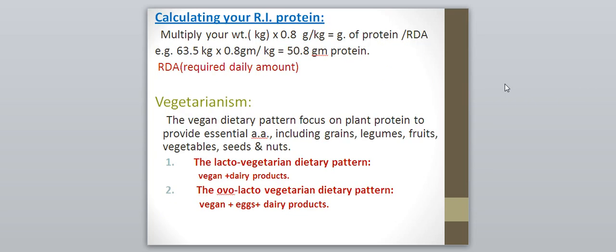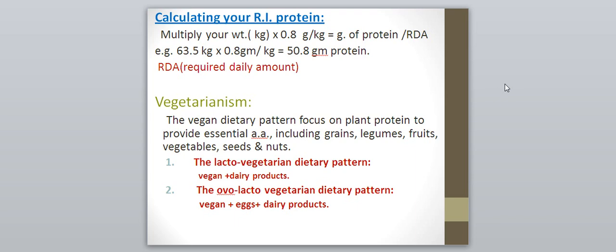So we have protein of animal origin, and we have to add protein of plant origin for the complementary requirement. How can we calculate the requirement of protein? We multiply our body weight in kilograms by 0.8 gram per kg, and this equals the grams of protein required per day. For example, if the body weight is 63.5 kilograms, we multiply by 0.8 gram per kg, and the result is 50.8 grams of protein per day, the daily requirement.